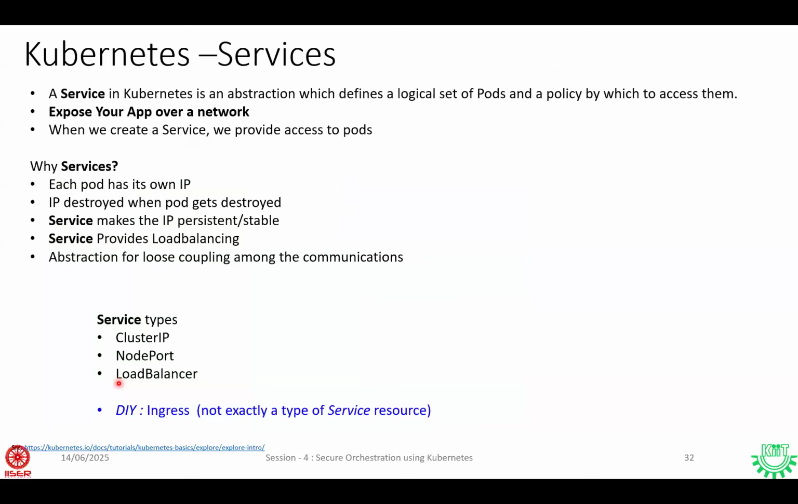So when it comes to the services, we'll quickly go through this one. A service in Kubernetes is an abstraction which defines a logical set of pods and a policy by which to access those pods. In short, it allows you to expose your application over a network.